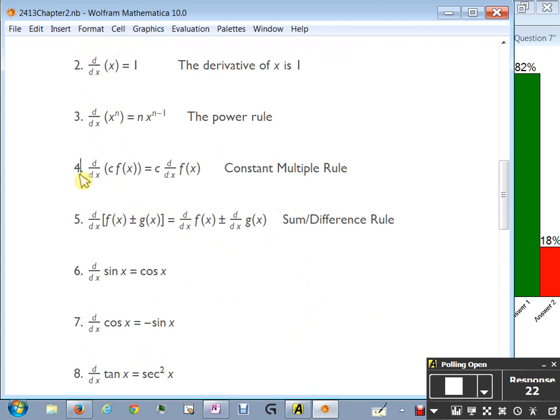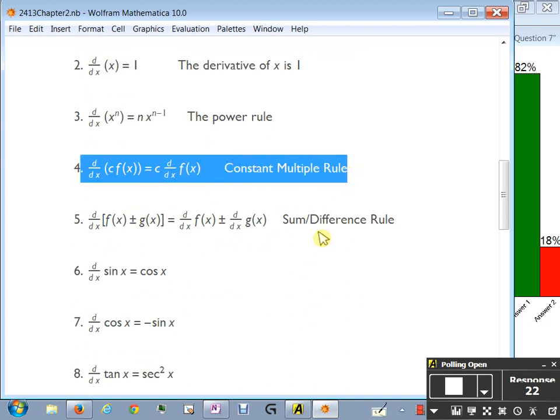The constant multiple, I'm going to skip over. I'm not going to prove it with the limit, okay? You could do it on your own, but I'm not going to do it.